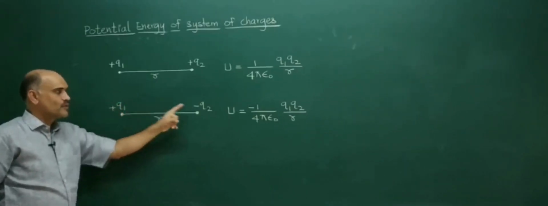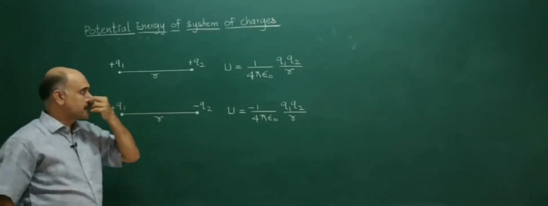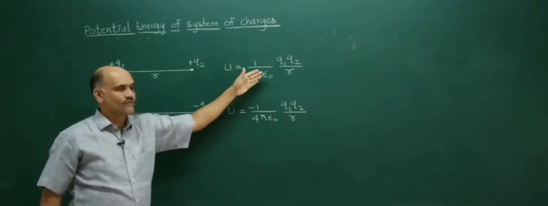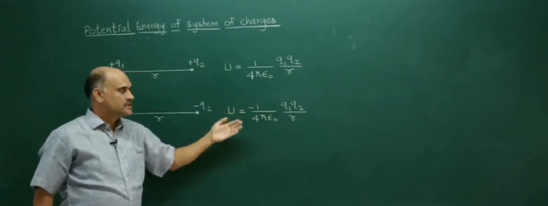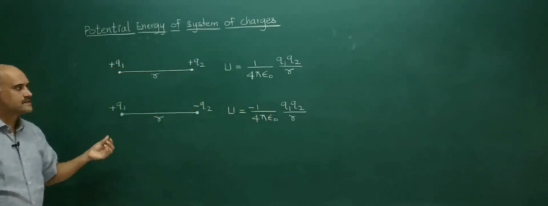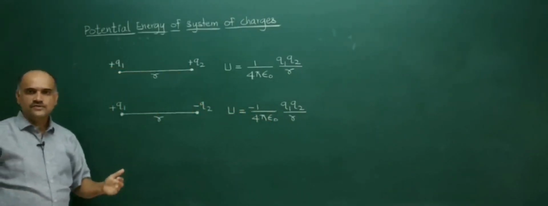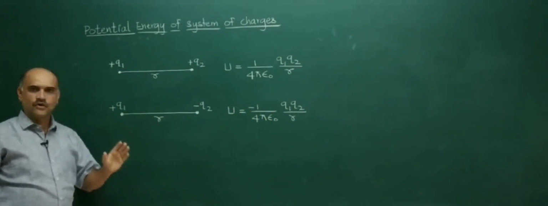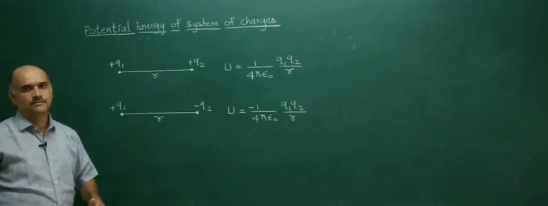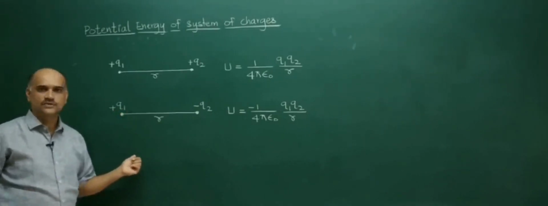Now suppose both are minus, again minus into minus you will have plus 1 by 4 pi epsilon naught q1 into q2 by r. So now we will see numericals on this. Again students, you will have a problem on your screen. You can pause it, note down the problem, and again we will solve together.